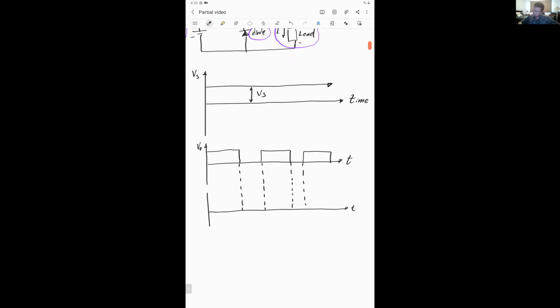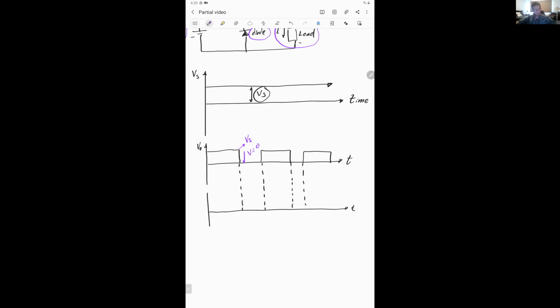When we have the input voltage of Vs, we will have a behavior where, when the chopper is on, the circuit tends to have the same voltage as the voltage source, and when the switch is open, the voltage will decrease immediately to zero.